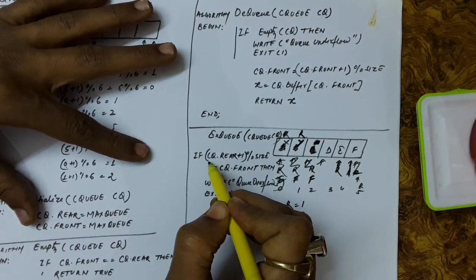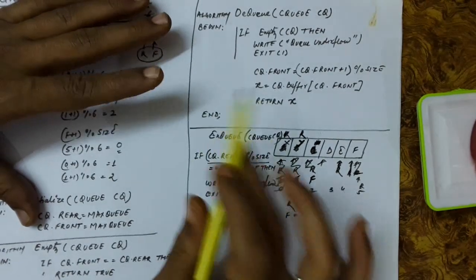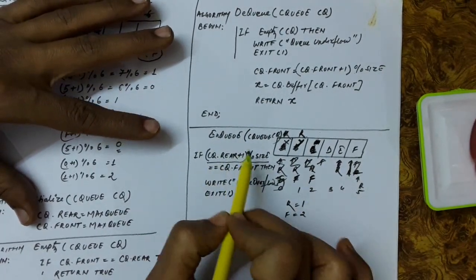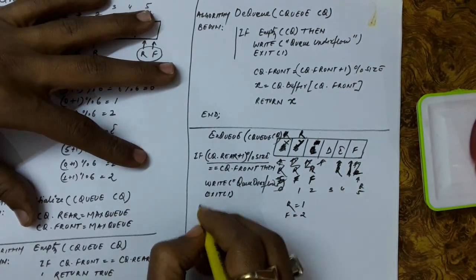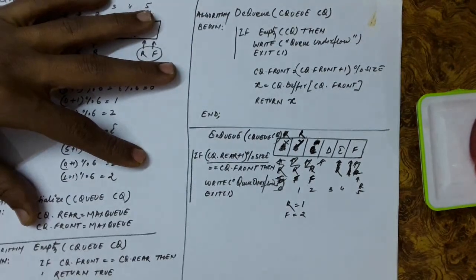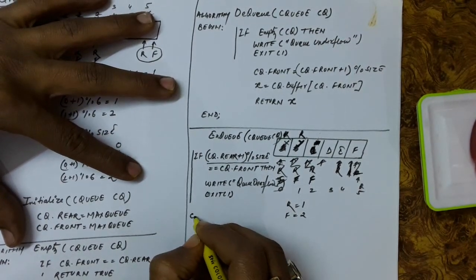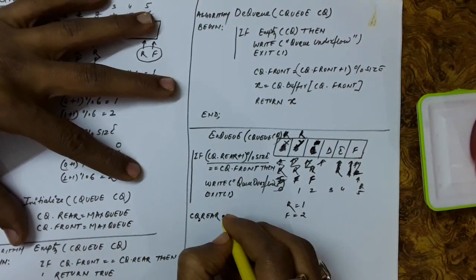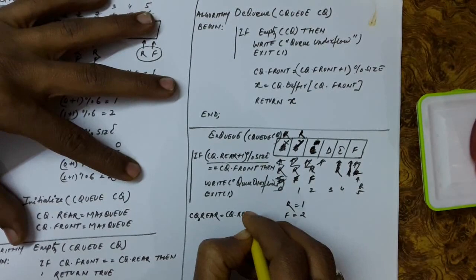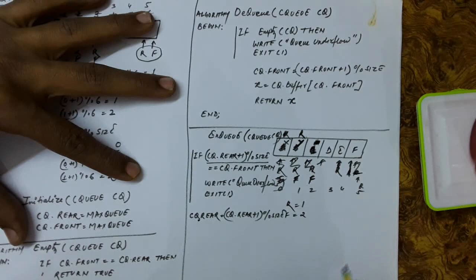Here you can see that you have just done it mathematically, but you have not assigned it to the rear. You have not updated the rear. You have just checked if by updating rear it becomes equal to the front. In case this condition is true, you will not allow this insertion to take place. But otherwise, you will allow the insertion to take place. So for allowing the insertion, you will update the rear: cq.rear = (cq.rear + 1) mod size.